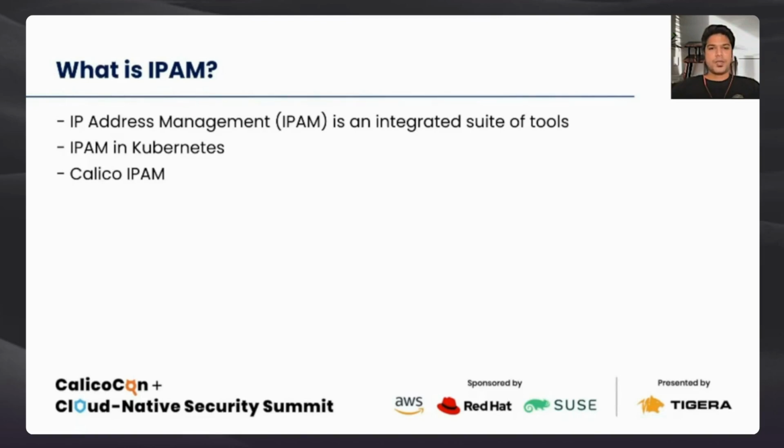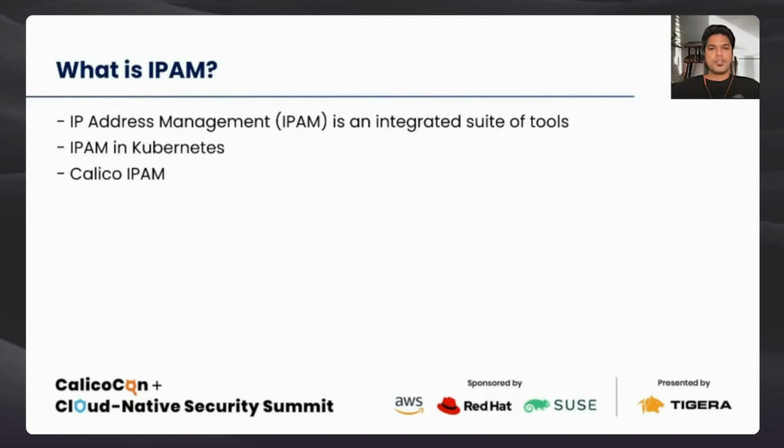The Calico IPAM plugin uses Calico's IP pool resource to control how IP addresses are allocated to pods within the cluster. This is the default plugin used by most Calico installations. By default, Calico uses a single IP pool for the entire Kubernetes pod CIDR, but you can divide the pod CIDR into several pools. You can assign separate IP pools to particular selections of nodes or to teams, users, or applications within a cluster using namespaces.